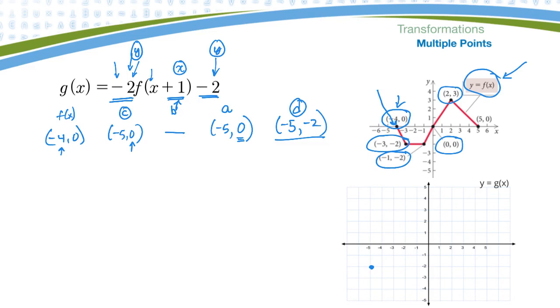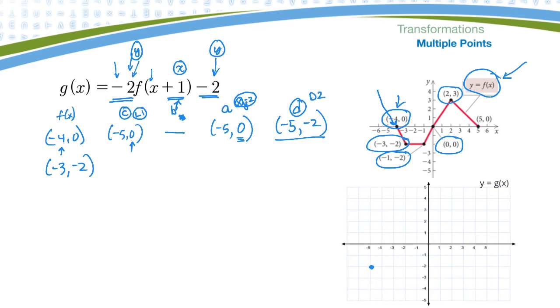Let's try another one. Let's try minus 3, minus 2. Let's do C. C tells us, and maybe I should put it right in there, left 1. And then B does nothing. And then A, I have to multiply everything by a negative 2. So I have to multiply the Y values, I should put a Y in there, by negative 2. And then the D value, I subtract 2, or I go down 2.